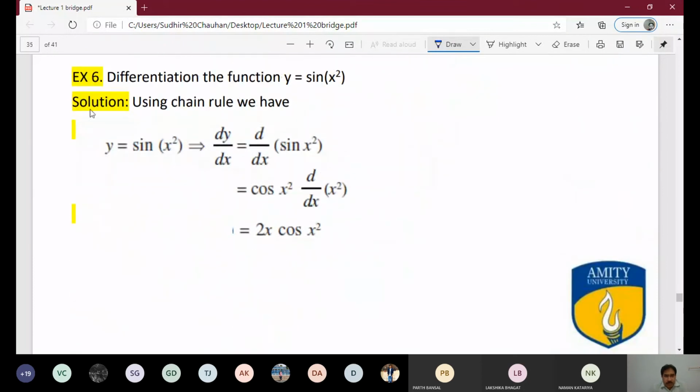Differentiation by substitution, or you can say we can also do it by the chain rule. y is equal to sin x square. First we differentiate with respect to sine, so it is cos x square, and then we differentiate x square with respect to x, so it is 2x. So it is 2x cos x square. So it is the answer.